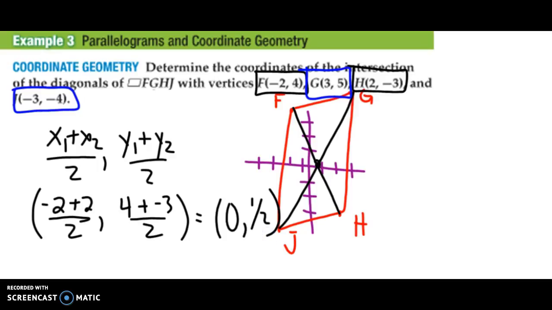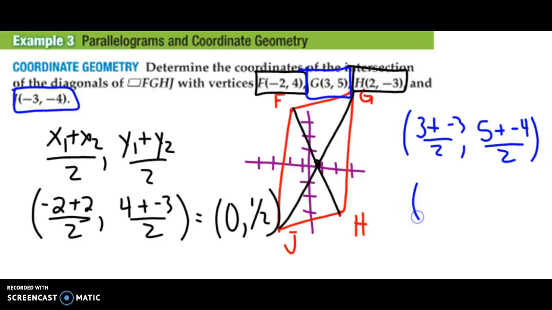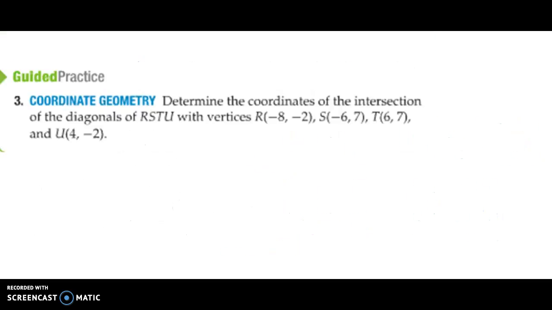Now let's look over at the midpoint of GJ. Again, 3 plus negative 3 over 2, and 5 plus negative 4 over 2. Simplifying it out, I get 0, and I get 1/2. Notice these values right here are the exact same. So the midpoint, or their point of intersection, would be the point 0, 1/2. Here's an example of a problem that you can try on your own now.